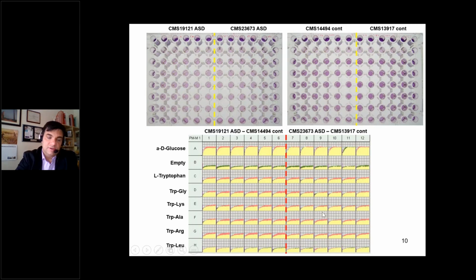And you can see here in the kinetic graphic how there are not many striking differences in glucose, some differences in the empty, but a consistent difference in all wells containing tryptophan, particularly in the endpoint. So there was not a major difference in the slope. So the kinetics of the NADH production in the presence of tryptophan as energy source was not particularly different between patients and controls. But the plateau reached by the cells was different. So the cells from individuals with autism stopped their production of NADH earlier.